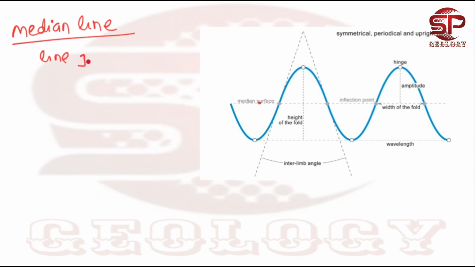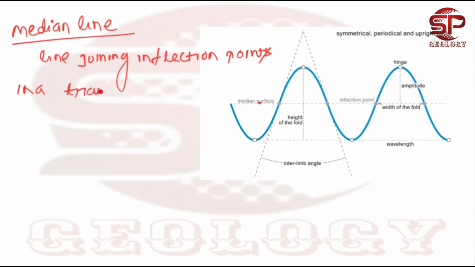Line joining inflection points in a train of fold. If it is a 3D thing, you can say it involves a median surface. So, median surface is going to be the cross section region, and median line is going to be.